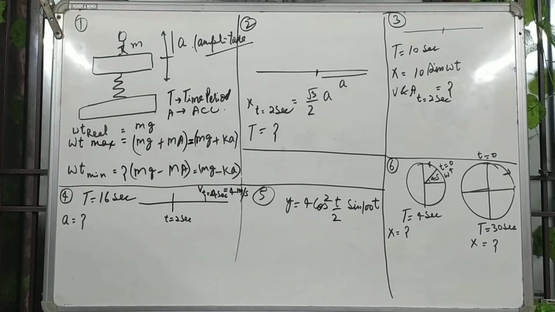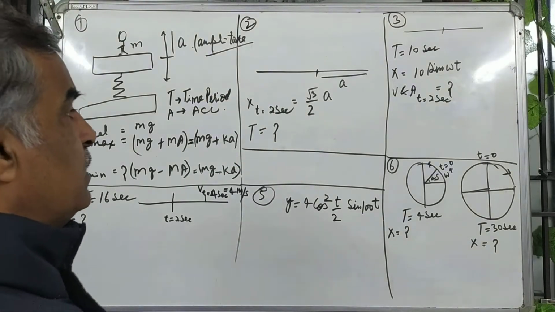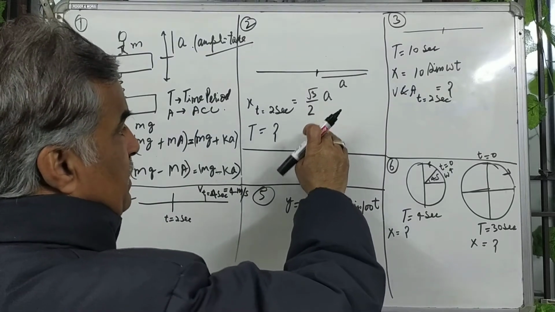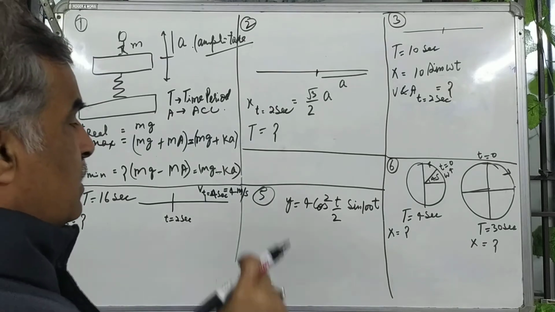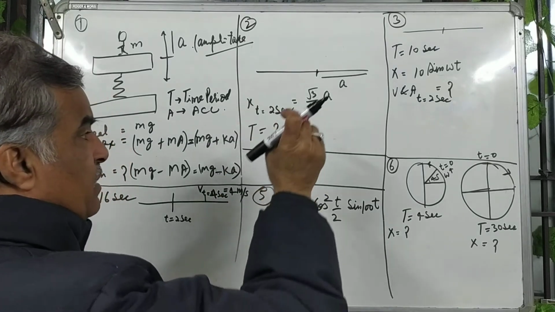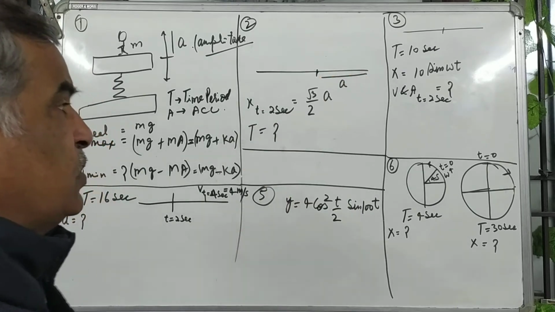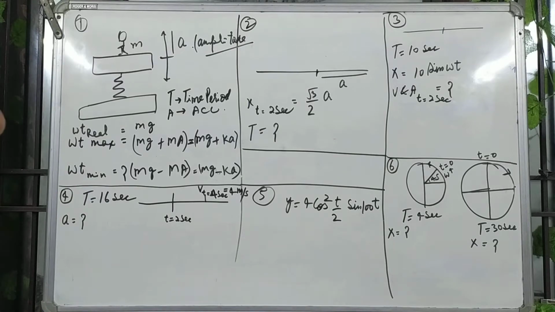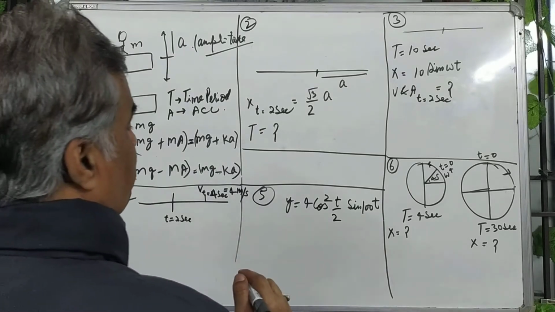Any doubt? Please clear it. Next question is question number 2. In this question there is an SHM motion. Displacement at t equal 2 seconds is root 3 by 2 times the amplitude. So what is the time period? In this, displacement is given. So write the equation of displacement.